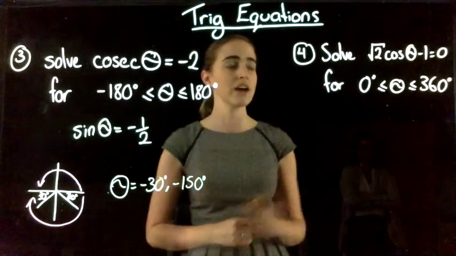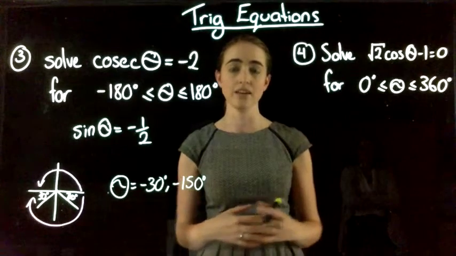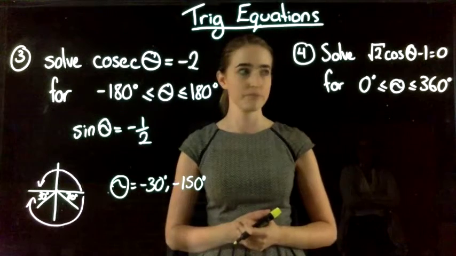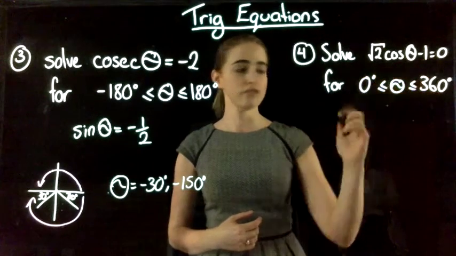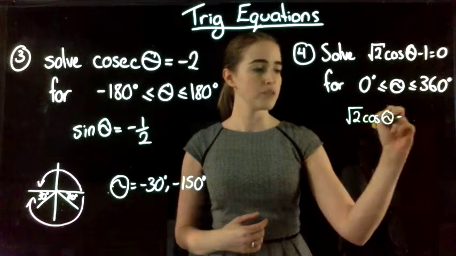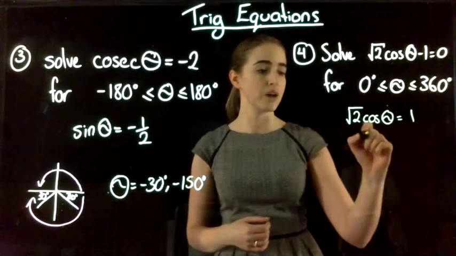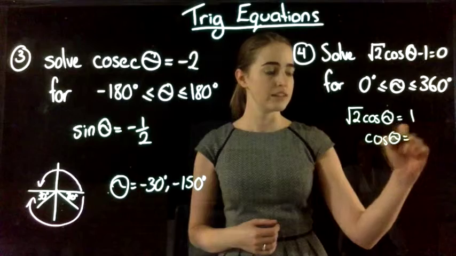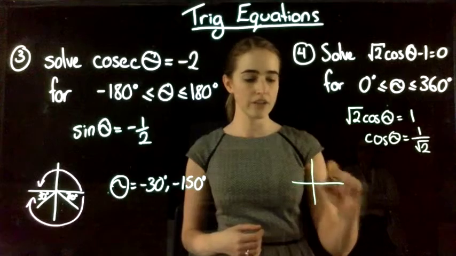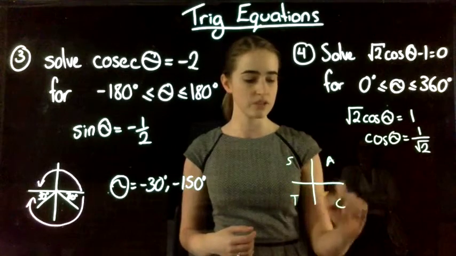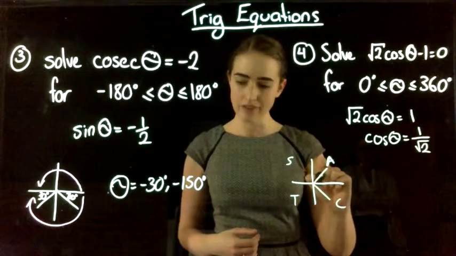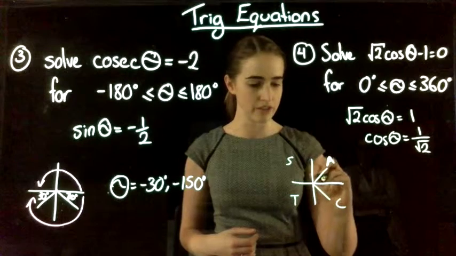For our fourth example, it asks us to solve the square root of 2 cos theta minus 1 equals 0 for our domain 0 to 360 degrees. For this equation, we're going to rearrange it first to get that cos theta on its own. We're going to add 1 to both sides, and then divide through by root 2. So cos theta is equal to 1 over the square root of 2. If we draw our diagram, we've got our all stations to central. Cos is positive, so it's in one of these quadrants here. And we know that our related angle is 45 degrees.